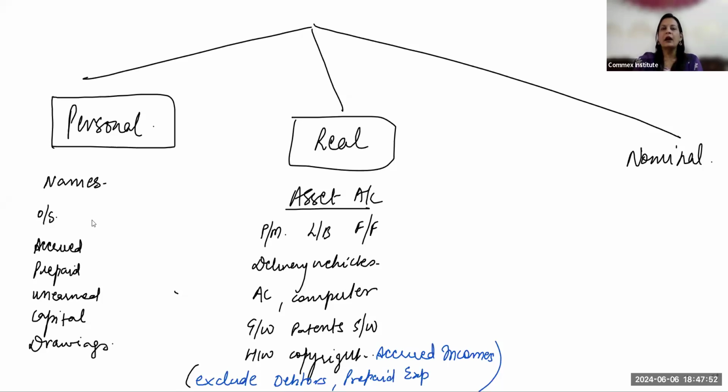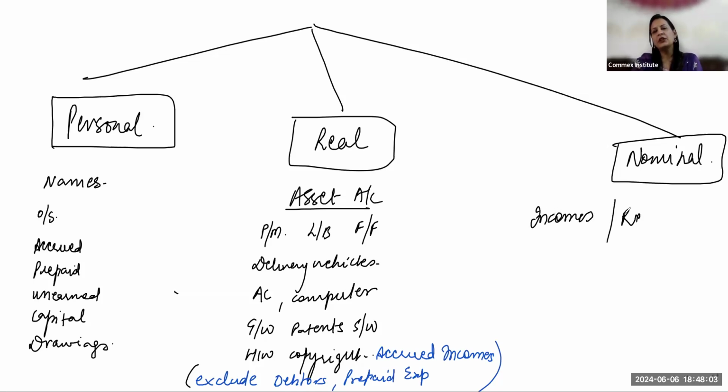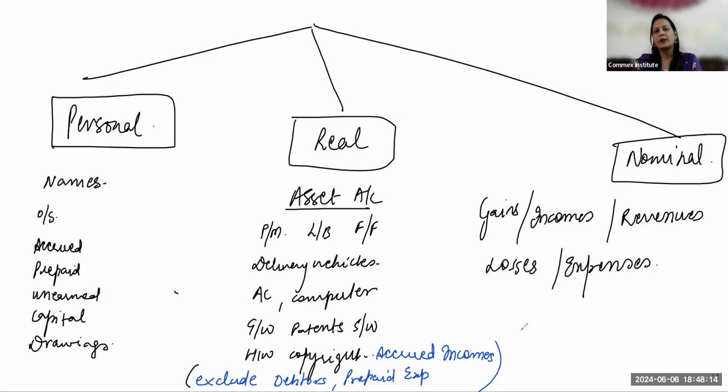Okay, and then under nominal accounts, we have all our incomes and the revenues. You can say income, revenues, or gains, and then all our losses or our expenses. But keep in mind, if there is any prefix or suffix with expenses, then it will become a personal account. So this is the basic classification of the accounts.